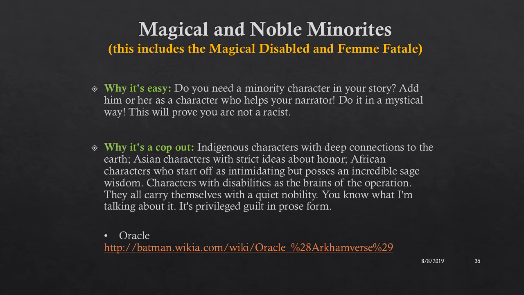Why it's a cop-out. Well, indigenous characters with deep connections to the earth, Asian characters with strict ideas about honor, African characters that start off as intimidating but possess an incredible sage wisdom, characters with disabilities as the brains of the operation. They all carry themselves with a quiet nobility. You know what I'm talking about. It's privileged guilt in prose form. And there's a link here to look at Oracle, who is a paraplegic who is the brains of the operation for Batman.